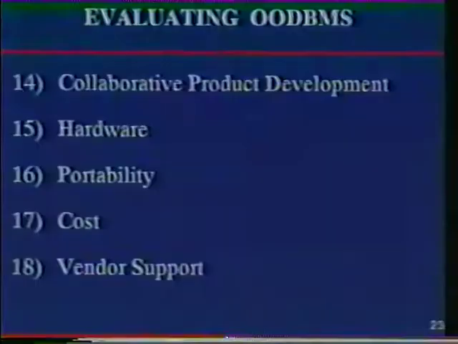We talked about some of the features of collaborative product development. Do these systems support it? What kind of hardware do these systems run on? Do they run on PCs? Do they run on Unix machines? Again, it depends on what is the hardware that your company is using. Portability. Some systems run on both PCs and the Unix machines. So what you can do is develop on a Unix machine and port it without any problems to a PC, whereas some systems are only available on the Unix machines, so you are stuck with the Unix machine. So again, it depends on what you want to do with this system.